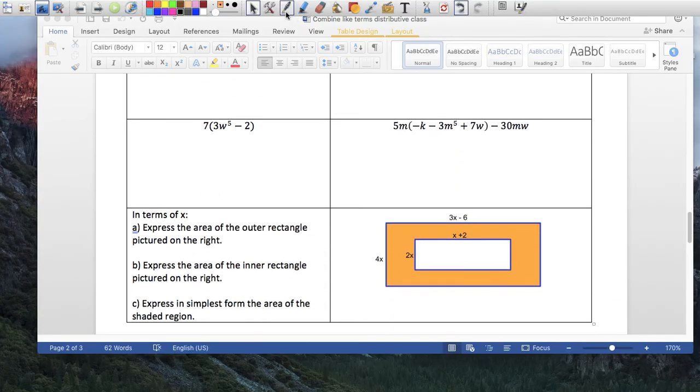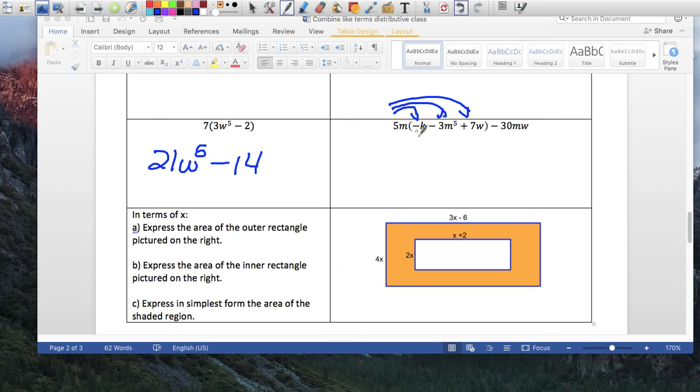Almost done. I don't understand how this problem got here. 7 times 3 is 21. 7 times w5, so it's going to be minus. 7 times 2 is 14. 5 times, so this is going to be times this term, times this term.